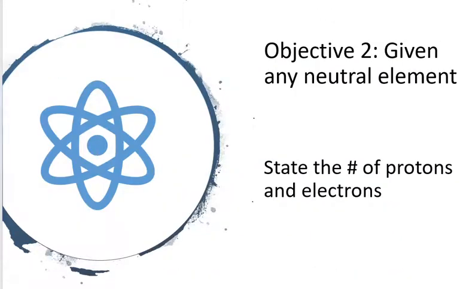All right, so our second objective is this. If you're given any neutral element, let's say I talk about the carbon atom, I want you to look at the periodic chart of the elements, and I want you to tell me, based on what you see there, the number of protons and the number of electrons. All right, I'll show you how we go about doing that.